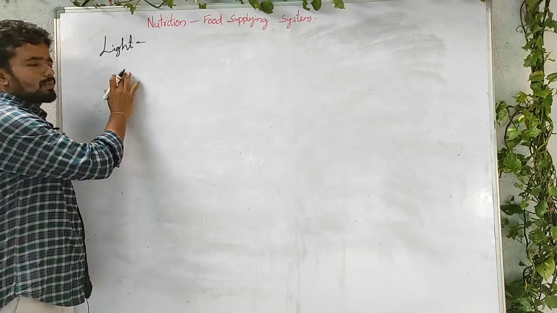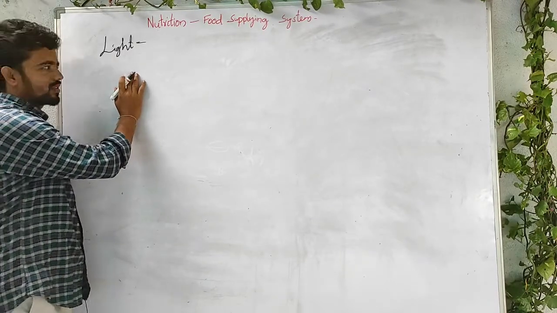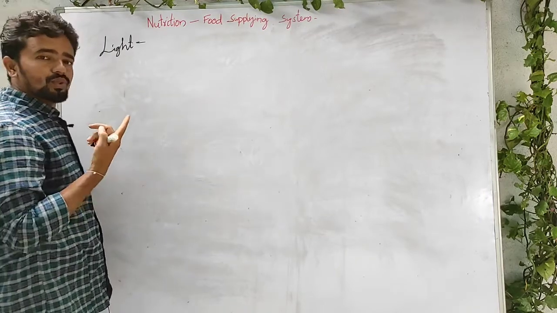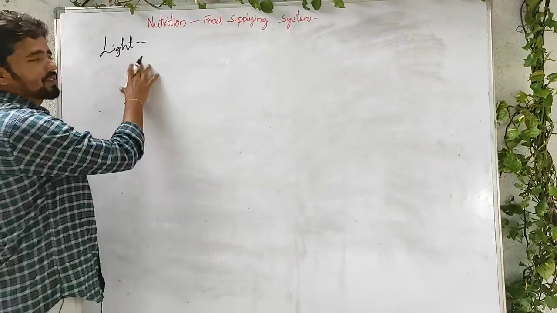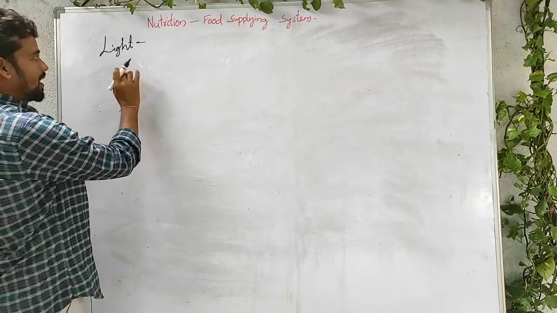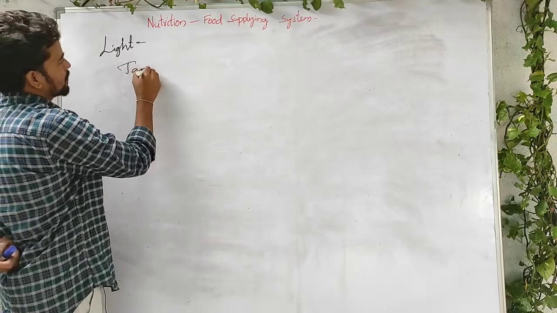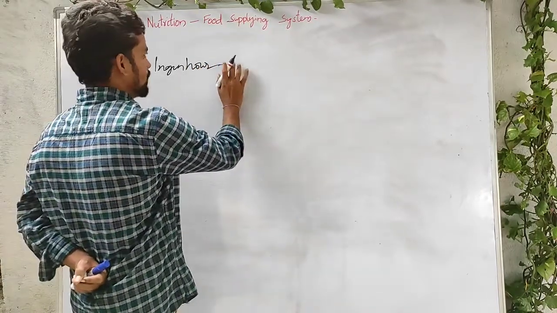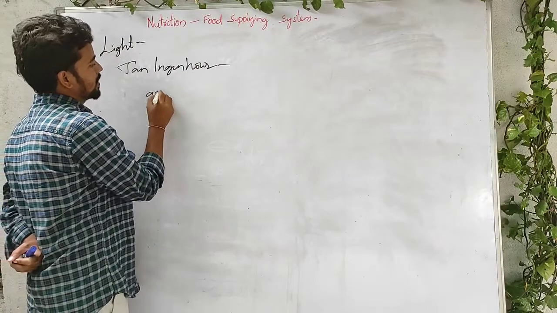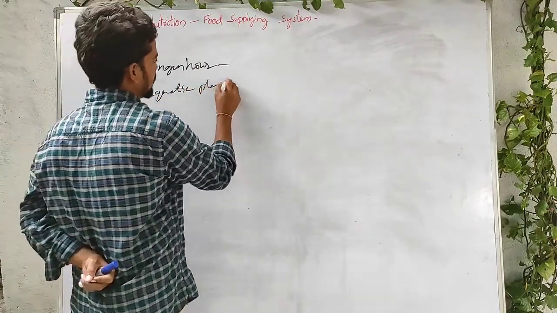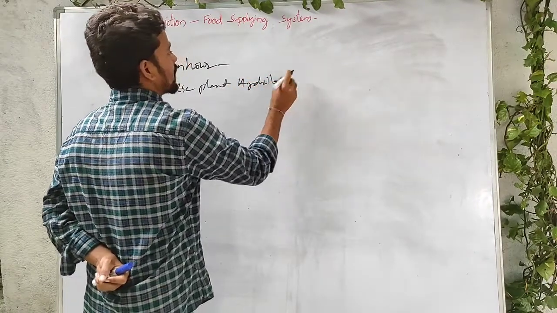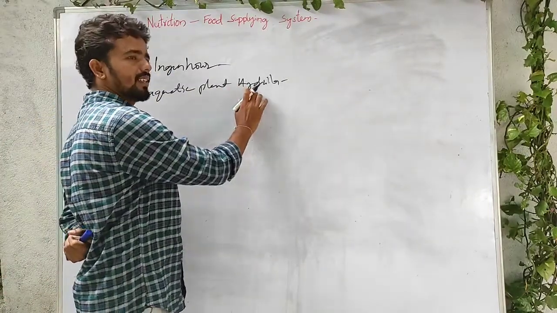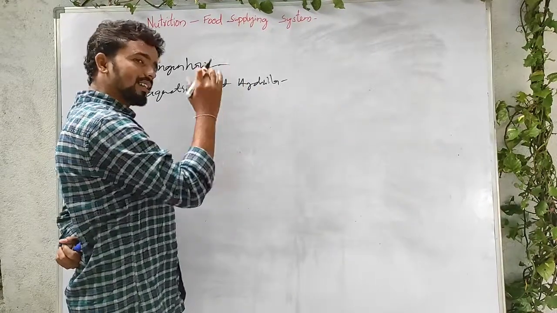Light is very important for photosynthesis, and light is the provider of energy for photosynthesis. Earlier we did not know this until two scientists, Jan Ingenhousz and Engelmann, contributed more about light. Ingenhousz experimented on an aquatic plant, Hydrilla. He put this Hydrilla plant in water and placed it in sunlight, and another setup in the dark.